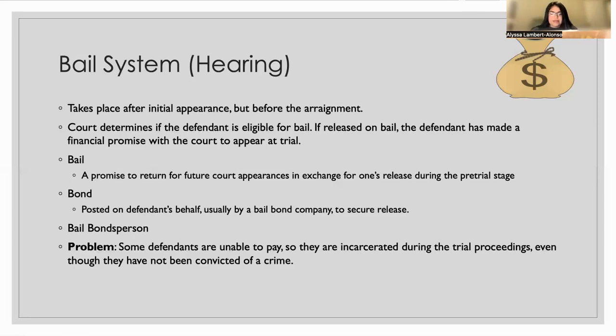So how this works is the defendants pay the person a fee along with some form of collateral, which could include a deed to a home or a car, in exchange for the bonds person to put up the remaining amount of their bail. If the defendant fails to appear, the bonds person seizes the asset to pay the debt owed to them. So one problem that does come from this entire system is that some defendants are unable to pay, so they are incarcerated during the trial proceedings, even though they have not been convicted of a crime. So this kind of favors those who come from money or are able to get money easily.